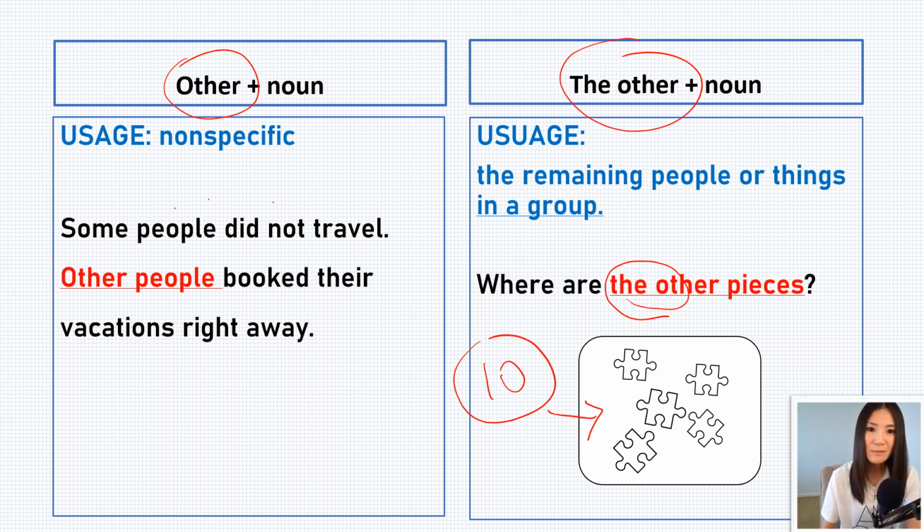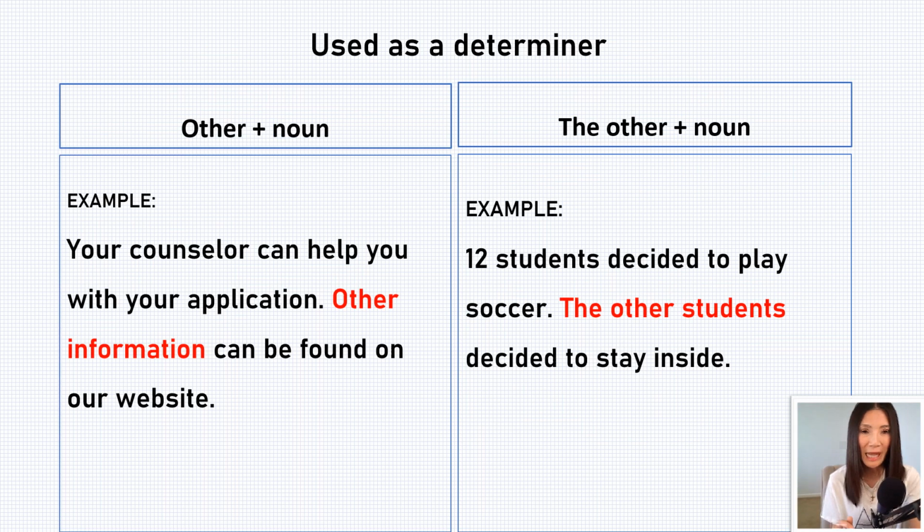So there has to be a specific group of people or things that you are thinking of. And then when I say the other pieces, I am referring to the remaining or the leftover, the rest of the pieces or people in that group. I want to give you one more set of examples. On the left, it says your counselor can help you with your application. Other information can be found on our website. Again, we're just generally speaking, other information can be found on our website.